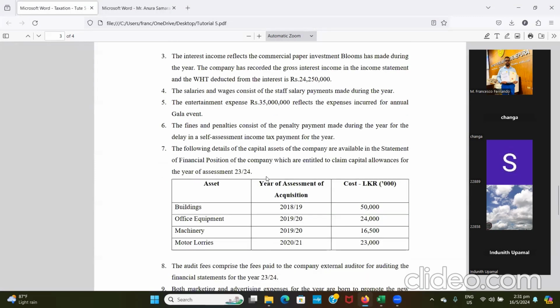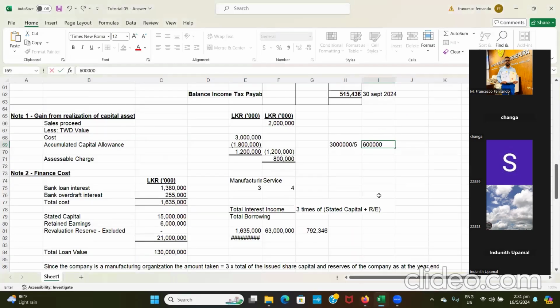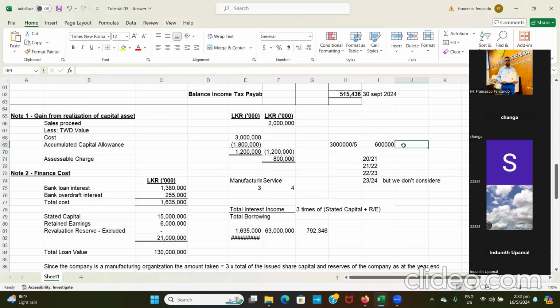So from 21, 2021 is 1 year. 21, 22 is 2 years. So if I write here, 2021 1 year, 21 22 1 year, 22 23 1 year, 23 24 1 year, but we do not consider this. We do not consider this. So therefore only 3 years, so 600,000 into 3, we are getting 1.8 million, right?